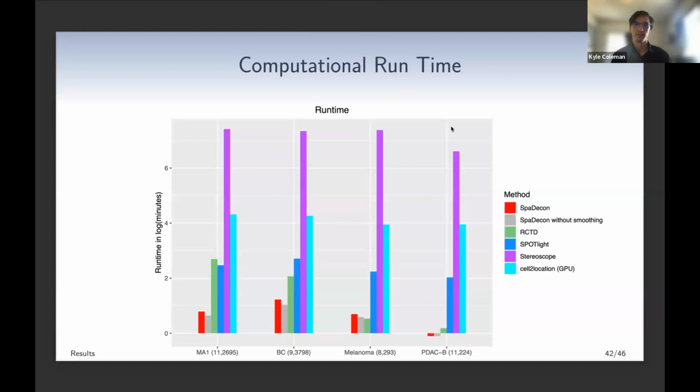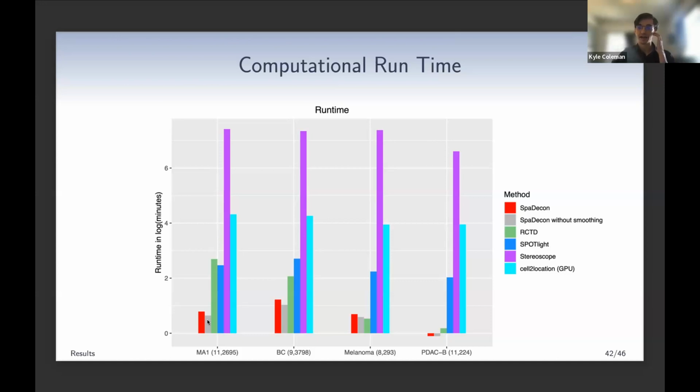All right, and then this plot just shows the computational runtime of SpaDecon compared to the other methods when evaluated on each of the data sets that I presented today. So we have SpaDecon in red, and then in gray, we have SpaDecon without the local smoothing step. So one of the concerns with SpaDecon is that the first step that we use for incorporating histology and spatial location information is constructing an adjacency matrix, which can be quite large depending on the number of spots in the data set.